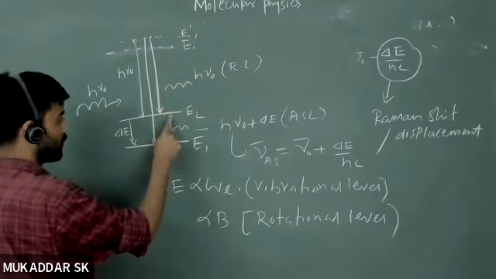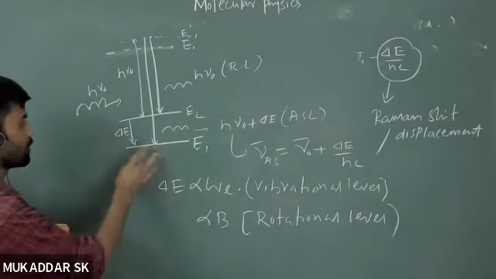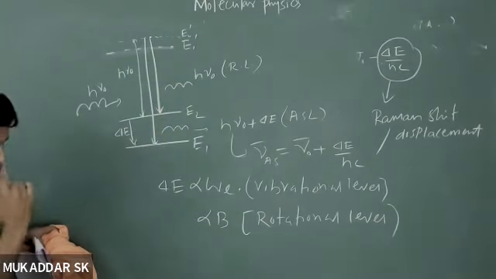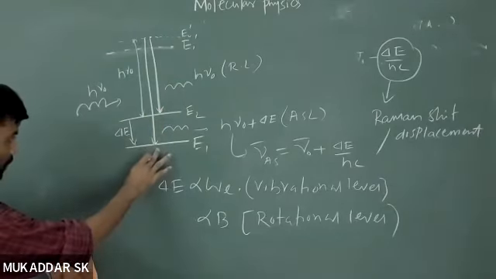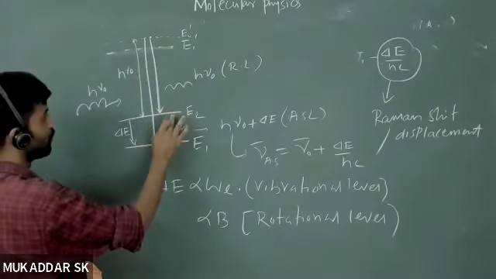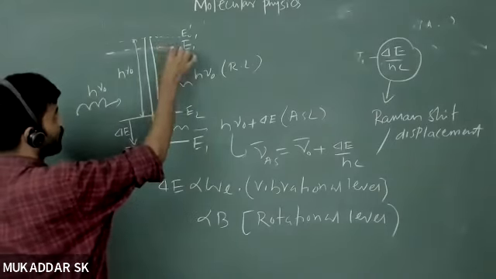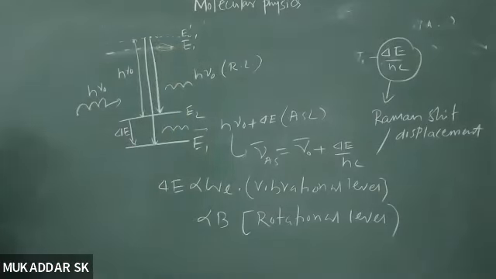Stokes line. Since you have a large number of molecules, intensity actually depends upon what? Number of molecules, right? The number of molecules in E1 is more, so obviously transition from E1 to E1 dash will be more as compared to E2 to E2 dash. So the number of transitions from E2 dash, we showed that.